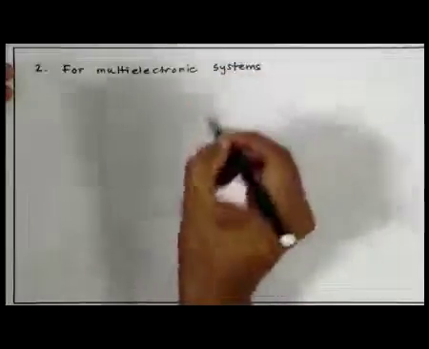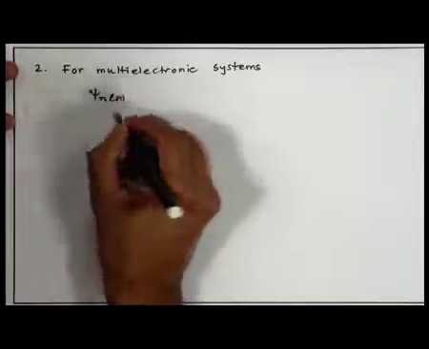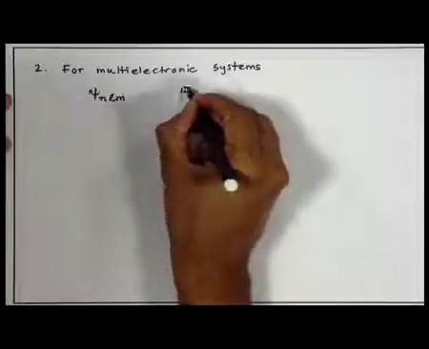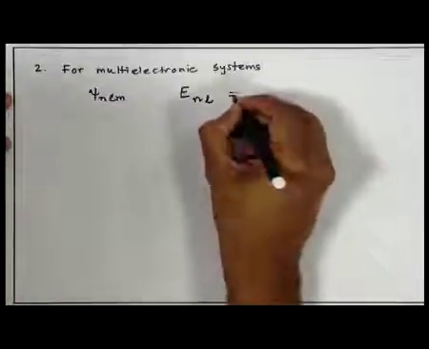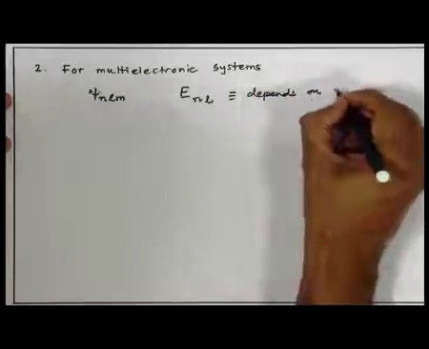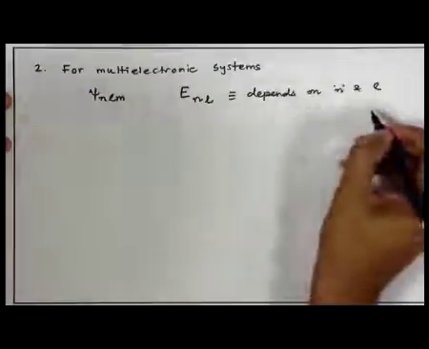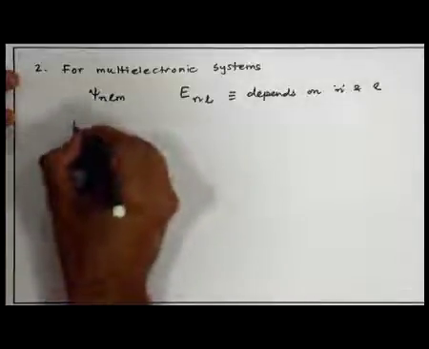For single electronic systems like hydrogen, we had the wave function psi nlm, and here also we have the same wave function, but here the energy value depends on n as well as l. So, the energy value depends on n and l, but it does not depend on m. Okay. So, what do we have? Let us write down the orbitals that we know.